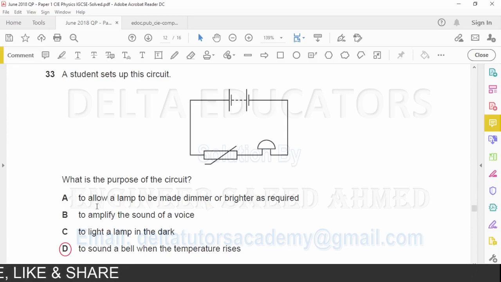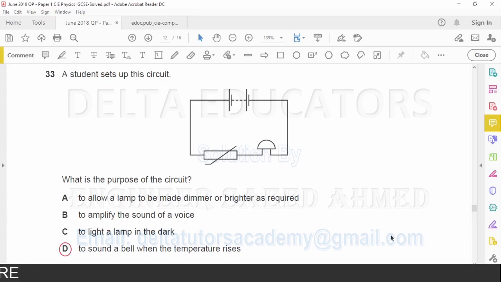Option B, to amplify the sound of a voice. For the amplification, we have to use an amplifier. We will not use a thermistor, so this option is also incorrect. Option C, to light a lamp in the dark. Here again it is given lamp, it is not lamp, it is a bell, so this option is incorrect.